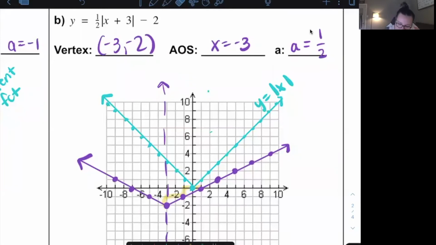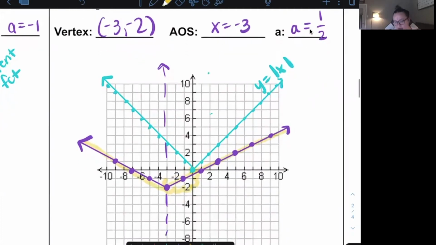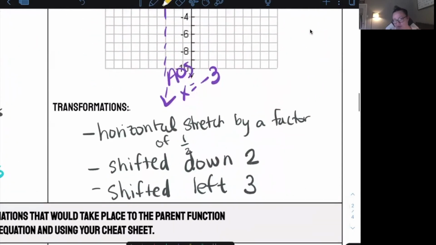So how does this new function compare to the parent function? How did it transform? Well, as you can see, the vertex went down 2, it moved to the left 3, and it looks like this function is a little bit wider. It looks like we had a horizontal stretch. So I describe those transformations as a horizontal stretch by a factor of 1/2. It shifted down 2, and it shifted left 3.